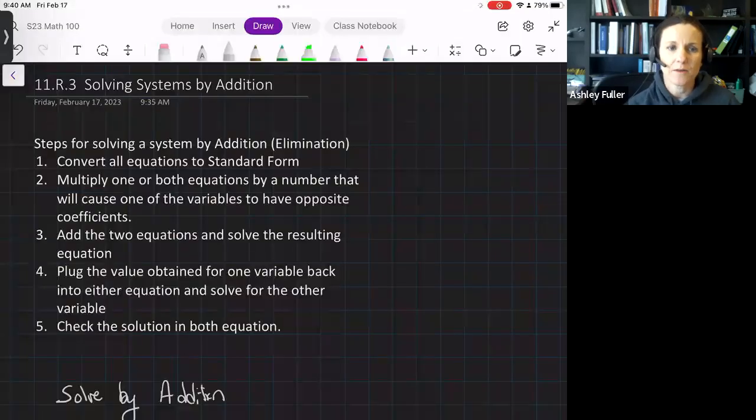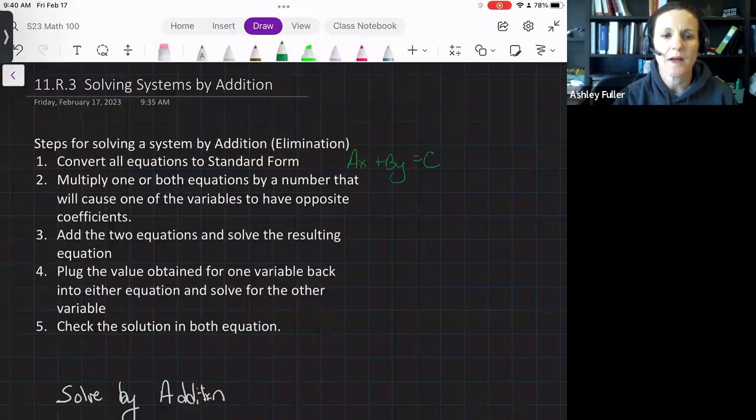The final method that we'll learn for solving systems is that of addition, sometimes called combination or elimination. The steps listed below show how to solve a system by addition. First, it's important to have all equations in standard form, which is ax plus by equals c.